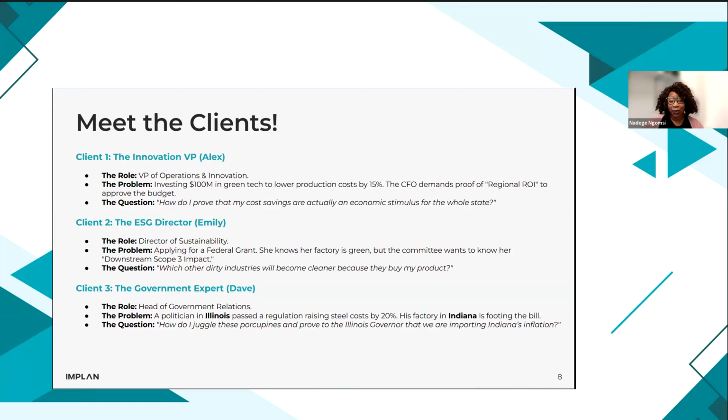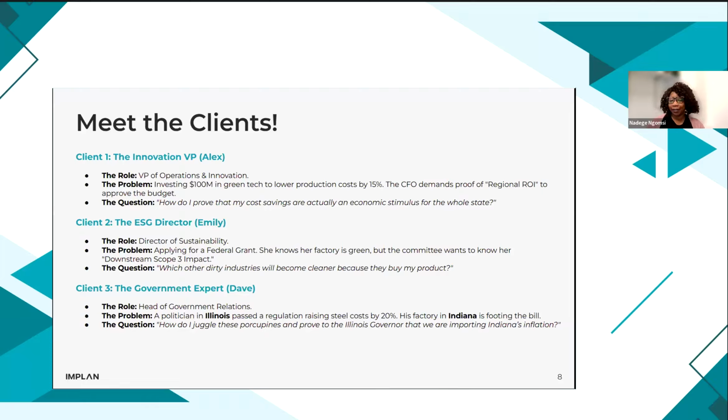costs? Our next client is Emily in Michigan, and she's an environmental, social, and governance director. She needs to secure a massive grant by proving that her factory will cause other processes to become more green, like a supply chain reaction. She wants to know if her green solvents, her chemicals, will make other industries more green in the process.